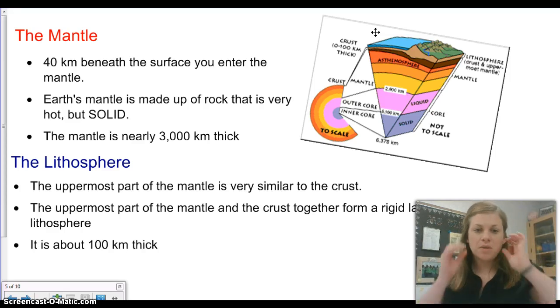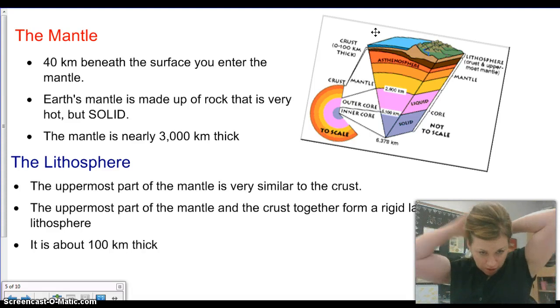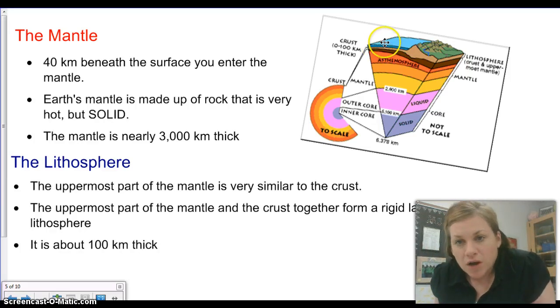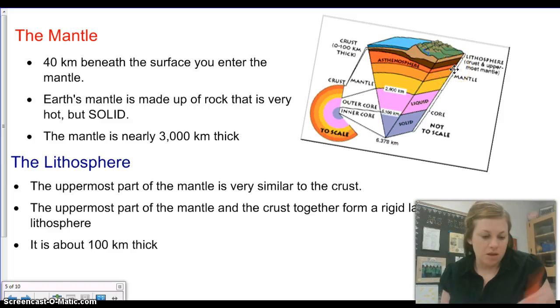The uppermost part of the mantle is very similar to the crust. The uppermost part of the mantle and the crust together form a rigid layer called the lithosphere, and it's about 100 kilometers thick. So right here below the crust, here's my crust, below that, this tan layer, this is my lithosphere. These brown layers here are going to be my lithosphere. Now, the asthenosphere is this orange layer right in here, and that is going to heat up my lithosphere.